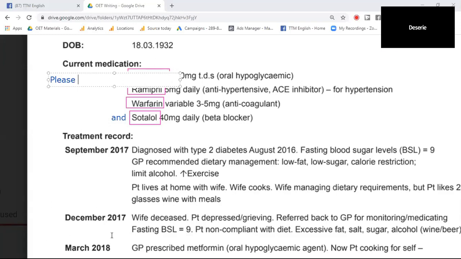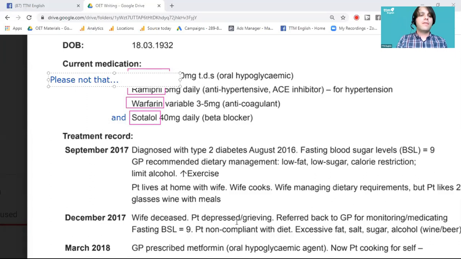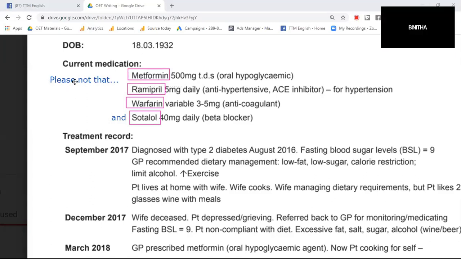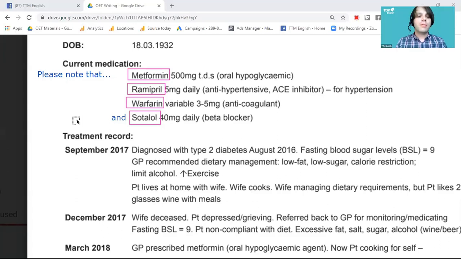Let me just control this a bit more. Okay, so let me just ask someone like Benita. Yes, sir. Could you just list these four things? Don't give me the details. Please note that his regular medications include: Metformin, Ramipril, Warfarin, and Sotalol. Right. Good.